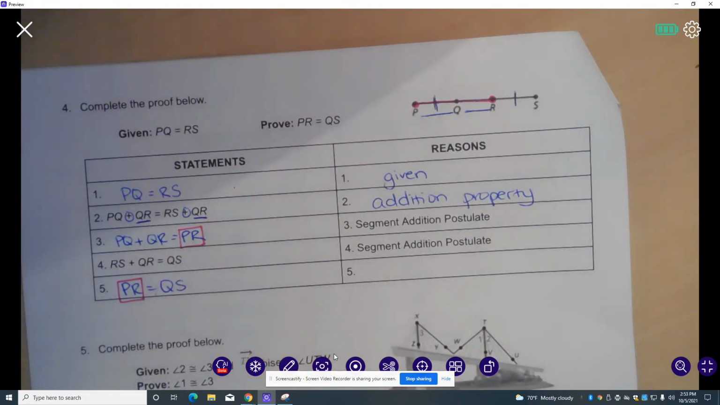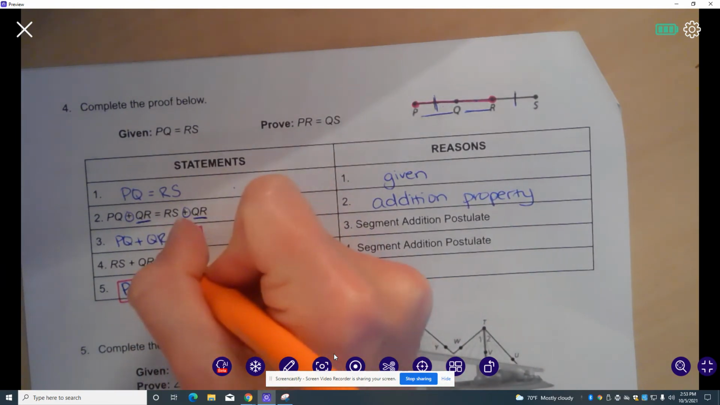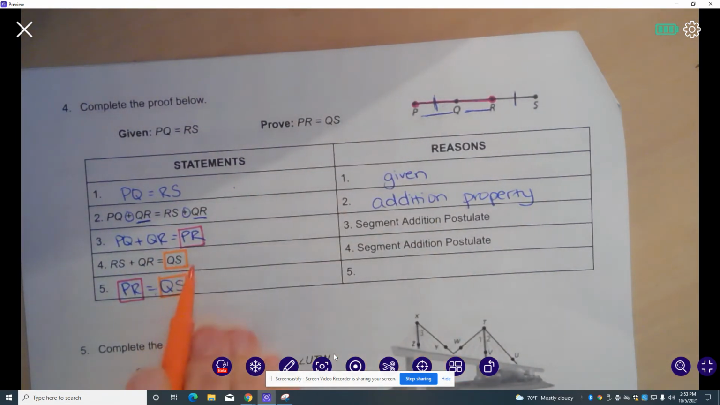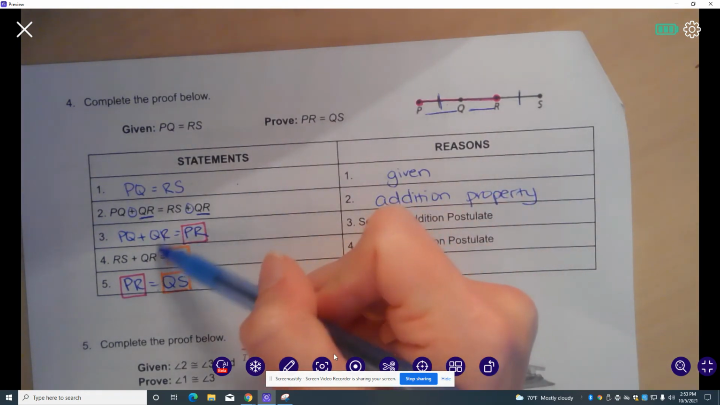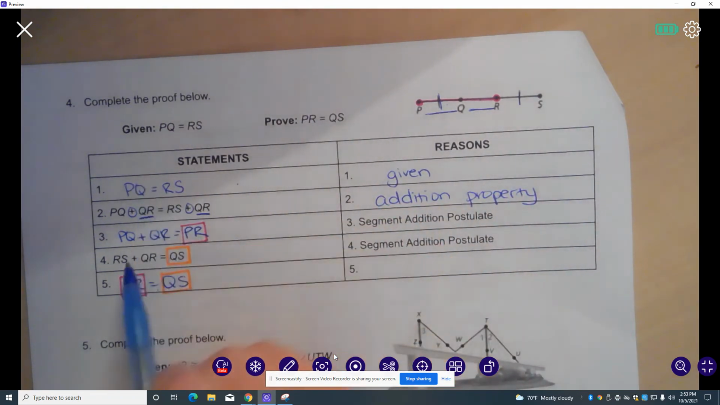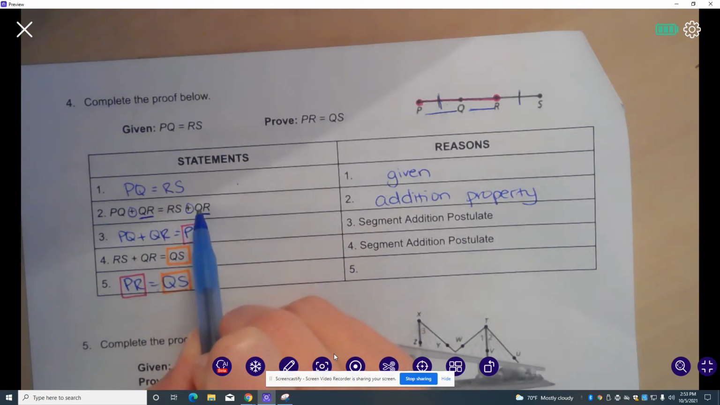All right, what else do I need? I need a QS on the right side. Where else do I see a QS? I see a QS right here, and that's equal to RS plus QR. I'm wondering where else I see these 2 expressions. I see PQ plus QR on the left side in statement 2, and RS plus QR on the right side in statement 2.